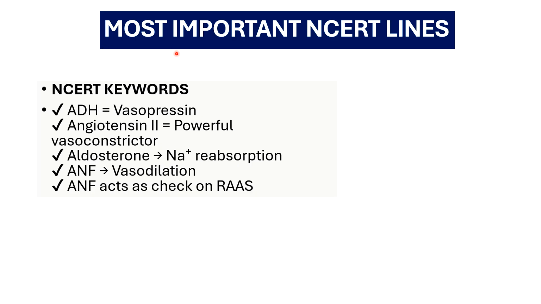Let us now look at some of the important NCERT lines. ADH is also called vasopressin. And what is angiotensin 2? It is a powerful vasoconstrictor, right? The main action of aldosterone is increased sodium reabsorption. ANF acts just opposite of RAAS and hence acts as a check. It causes vasodilation. Remember, RAAS causes vasoconstriction, ANF causes vasodilation.